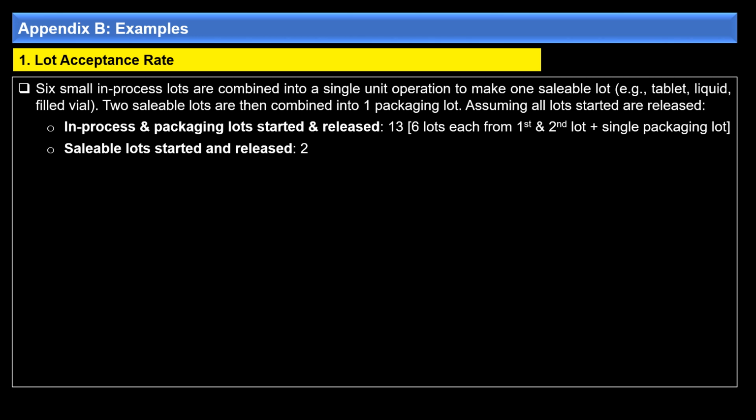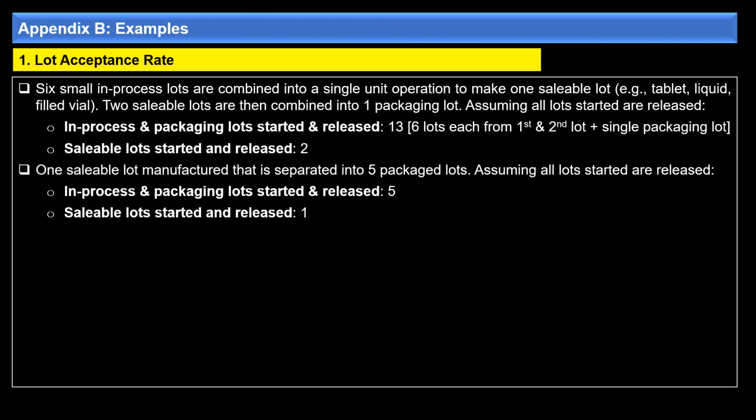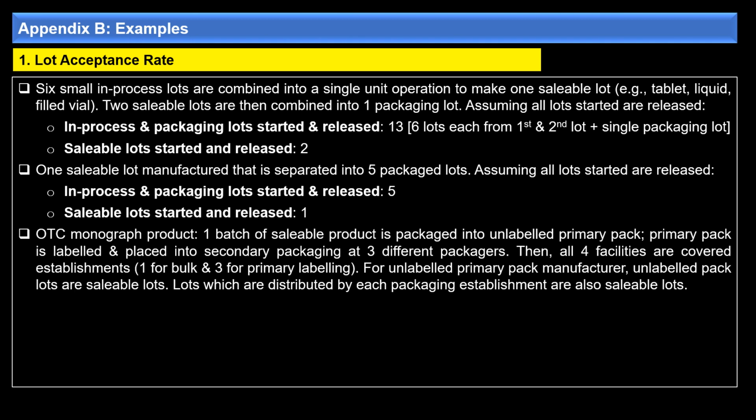And saleable lots started and released: 2 saleable lots will be combined into 1 packing lot, so saleable lots will be 2. In another example, one saleable lot is manufactured and separated into 5 packing lots. So if there is one saleable lot and it is then segregated into 5 packing lots, in process and packing lots started and released will be 5, and saleable lots started and released will be 1.